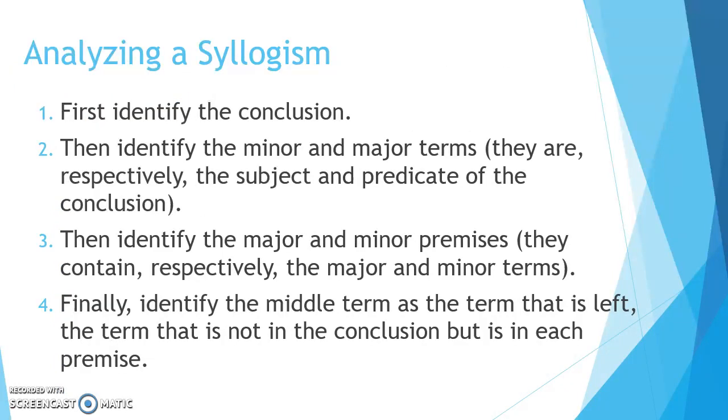Analyzing a syllogism. First, identify the conclusion. Then identify the minor and major terms. They are respectively the subject and predicate of the conclusion. Then identify the major and minor premises. They contain respectively the major and minor terms. Finally, identify the middle term as the term that is left, the term that is not in the conclusion, but is in each premise.